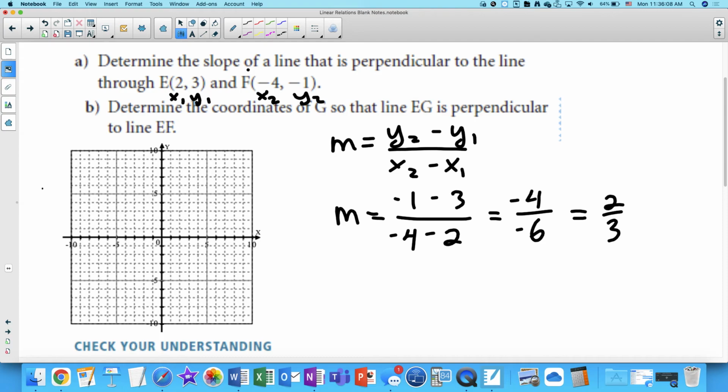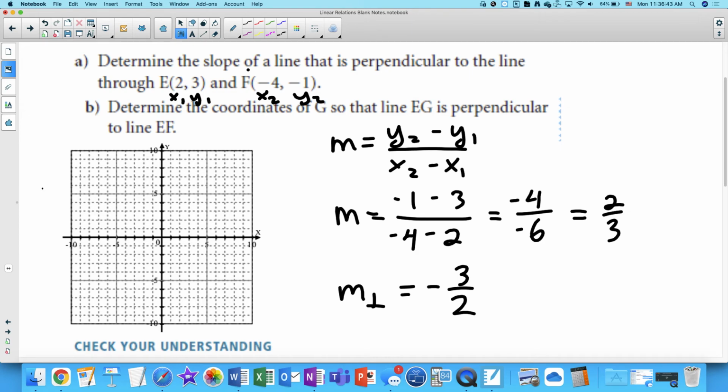What is the slope of the perpendicular line going to be? Slope of the perpendicular line is, we have to do two things. Take the reciprocal of that, which is 3/2, and switch the sign. This one's positive, so the other one has to be negative. Okay, so that's the first part of the question. That's A. Question B.